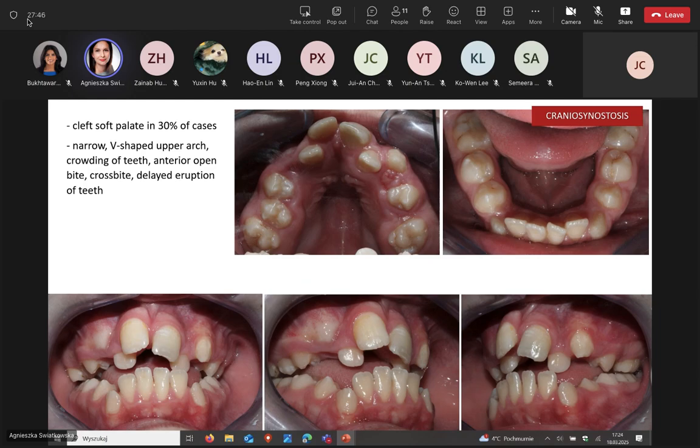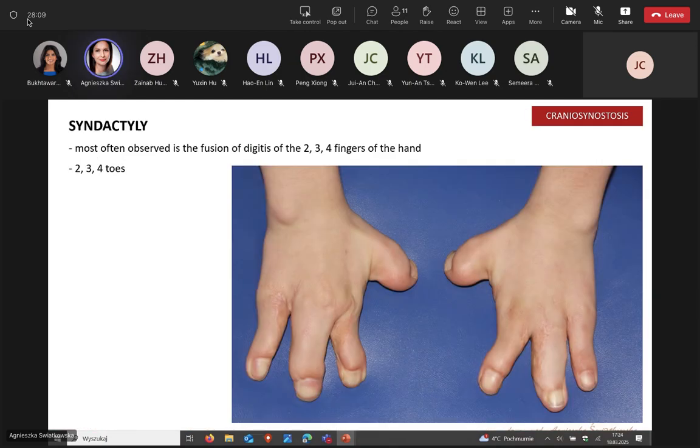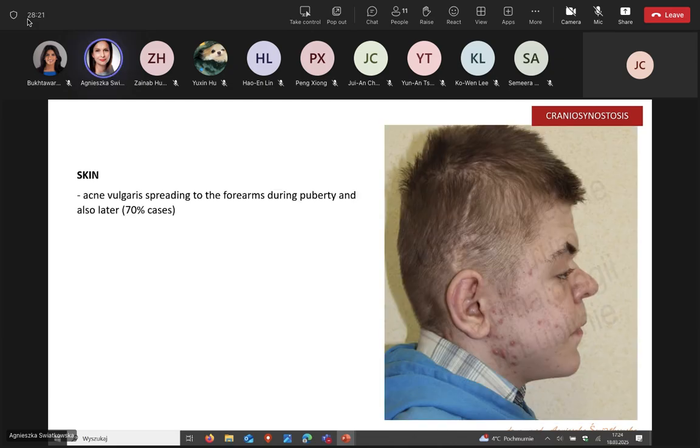In this group of patients, very often we observe cleft of the soft palate, in 30% of cases. Of course, the same features as in Crouzon syndrome: narrow V-shaped upper arch, crowding of the teeth, anterior open bite, crossbite, and delayed teeth eruption. Syndactyly, as I told you earlier, is typical for this syndrome. So we observe fusion of the digits of the fingers of the hand and also toes. Skin: acne vulgaris, spreading to the forearms during puberty and also later in 70% of cases.